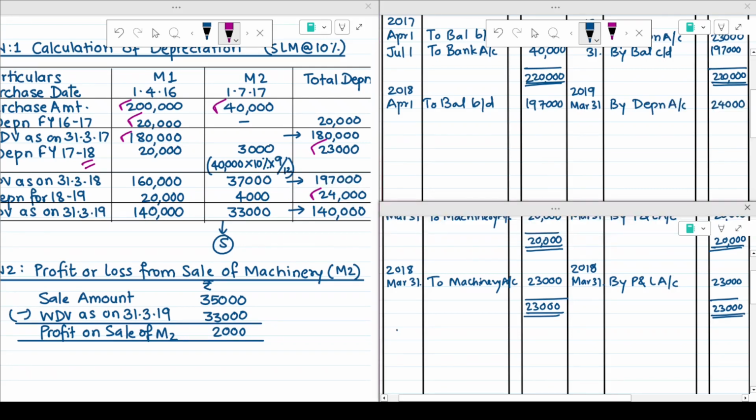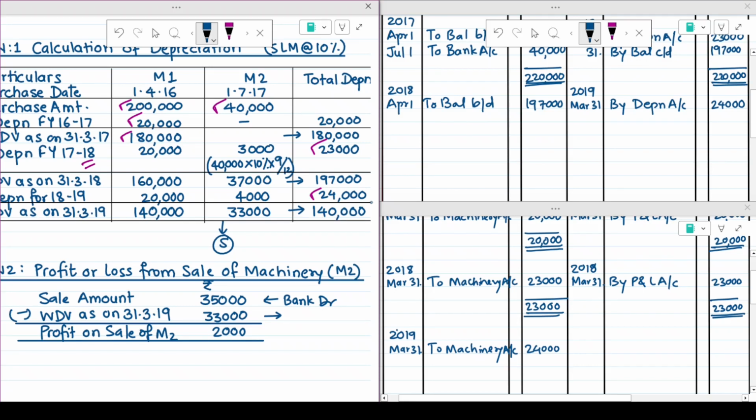And in depreciation account, 2019 March 31 to machinery account, the amount is 24,000. And now we'll pass the sale entry, sale of machinery. The sale amount is 35,000. We are receiving this amount, so we will debit the bank, debit the receiver rule. Then the asset is going out of business at 33,000.